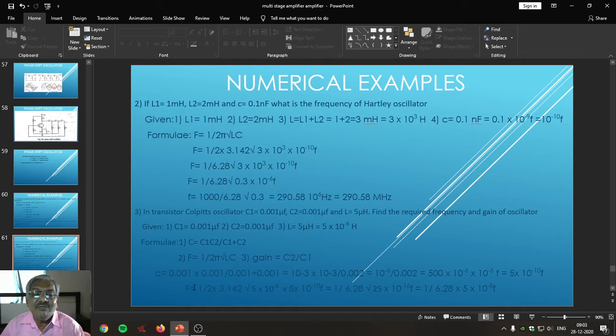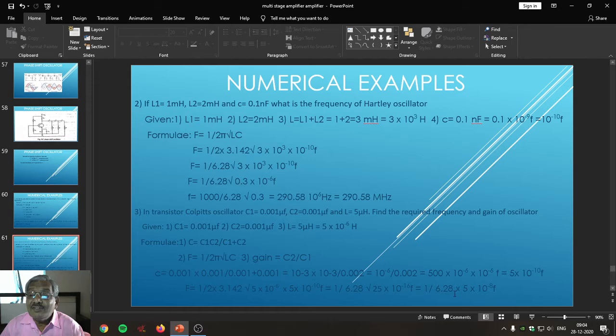Put this value in the formula of frequency. F is equal to 1 upon twice pi, that is 2 into 3.142, square root of 5 into 10 raised to minus 6 into 5 into 10 raised to minus 10. 5 into 5, 25 into 10 raised to minus 16. Square root of 25 is 5. Square root of 10 raised to minus 16 is 10 raised to minus 8. So that's how we can write it: F is equal to 1 upon 6.28 into 5 into 10 raised to minus 8.